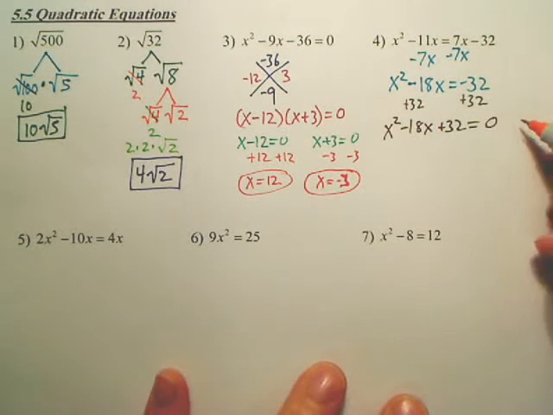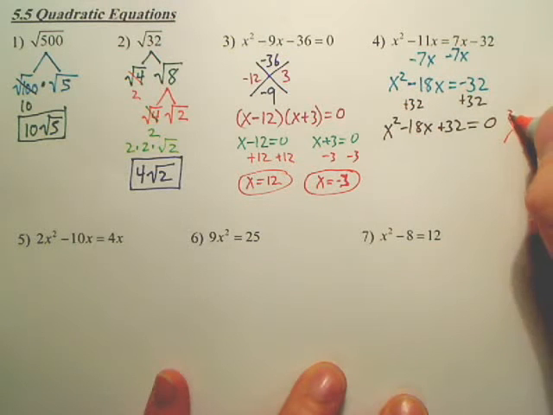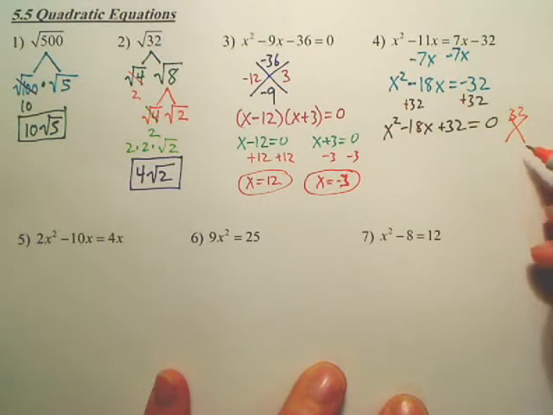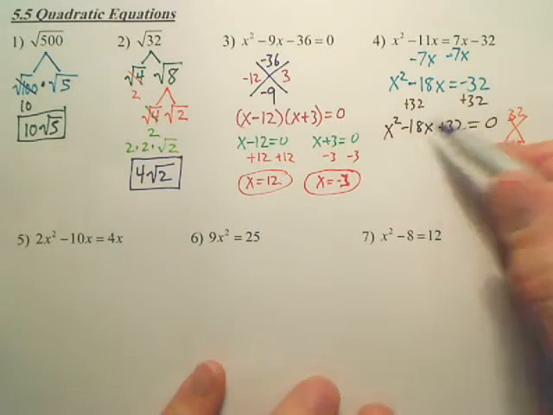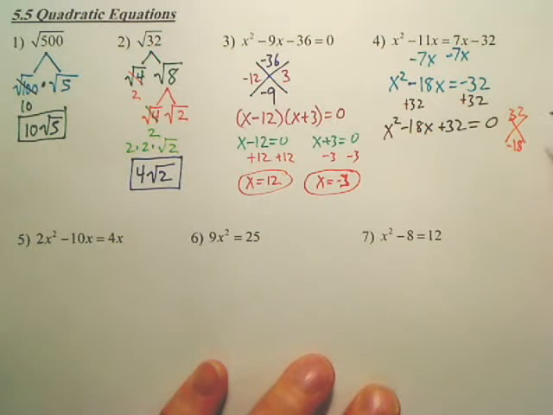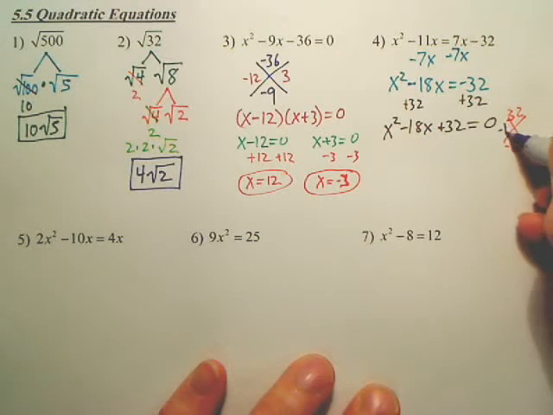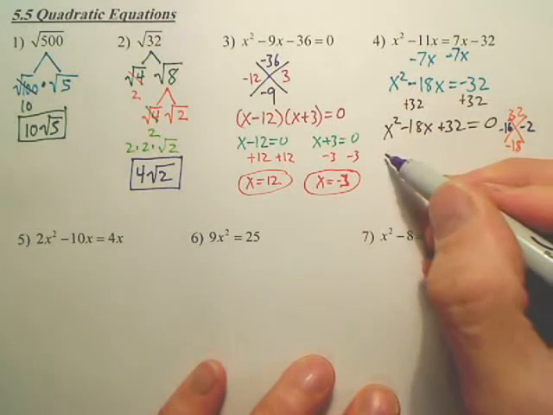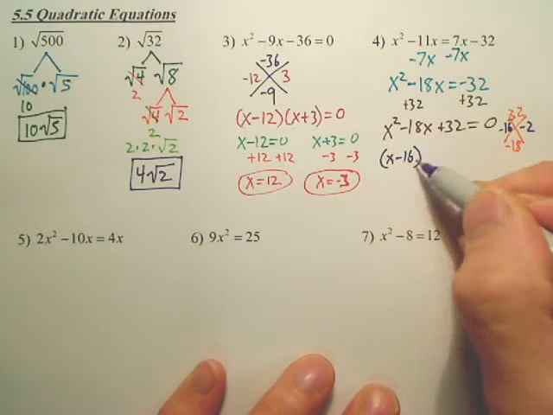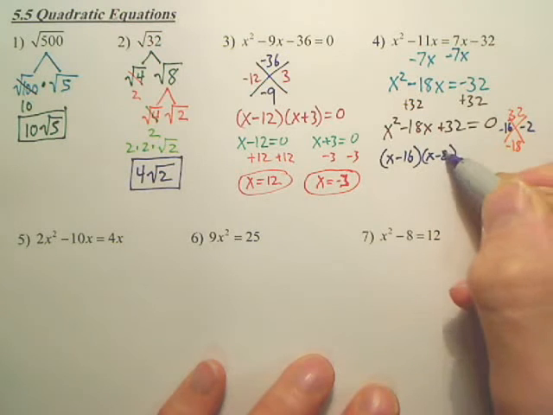We are now going to factor this. So that's 32 and negative 18. The two values are negative 16 and negative 2. By the way, if that's a positive on top, you know these two are both going to be negative or positive. Anywho, that's x minus 16, x minus 2.